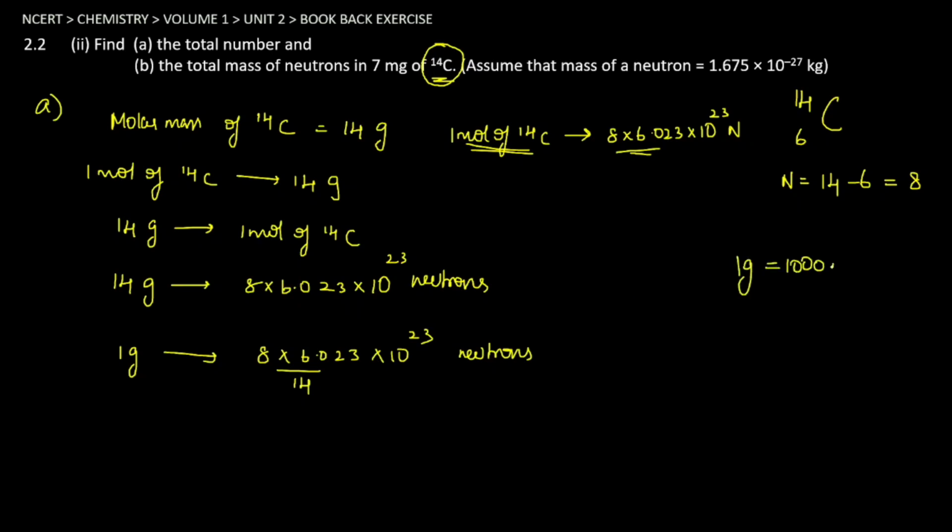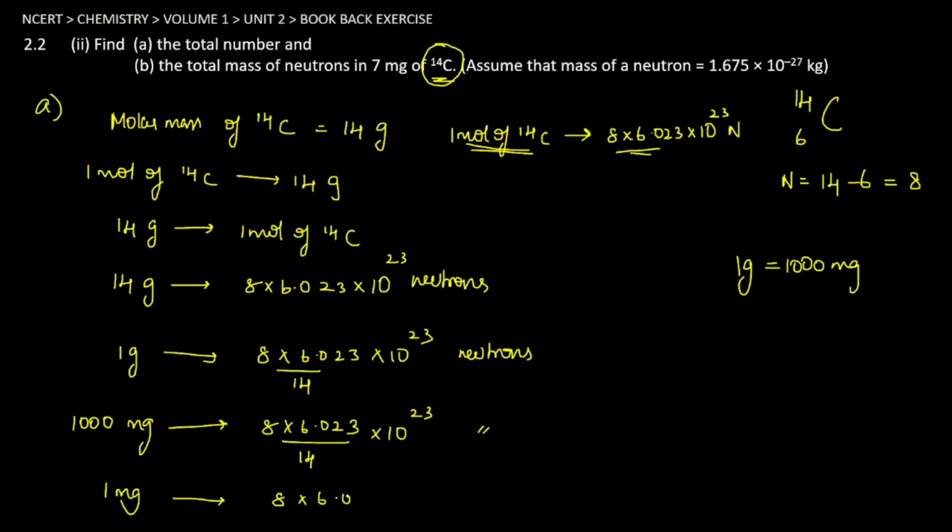We should know that 1 gram is 1000 milligrams. So in the place of 1 gram, let's write 1000 milligrams. So 1000 milligrams will contain 8 into 6.023 by 14 into 10 power 23 neutrons. If 1000 milligrams has this much, then how much will 1 milligram have? Bring the 1000 to the right hand side denominator. So we'll get 8 into 6.023 by 1000 into 14 into 10 power 23 neutrons.